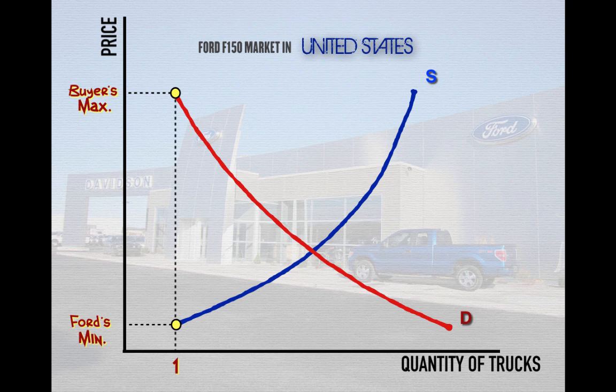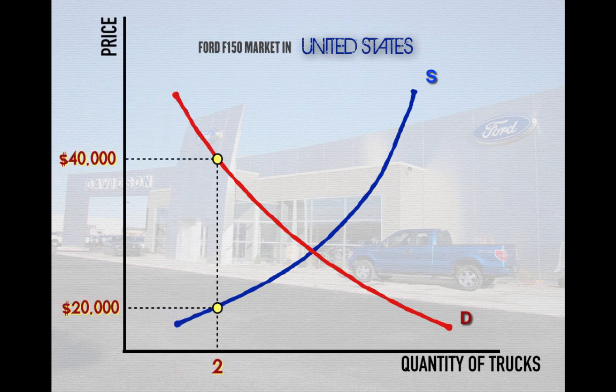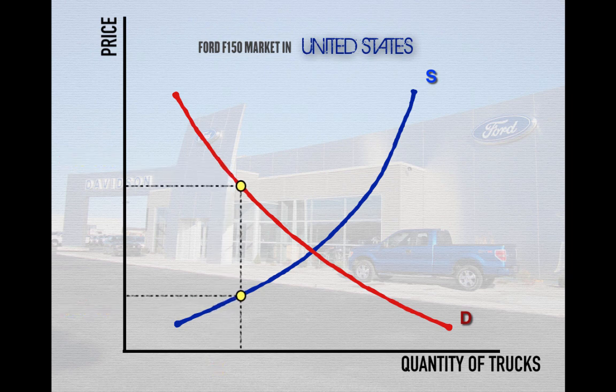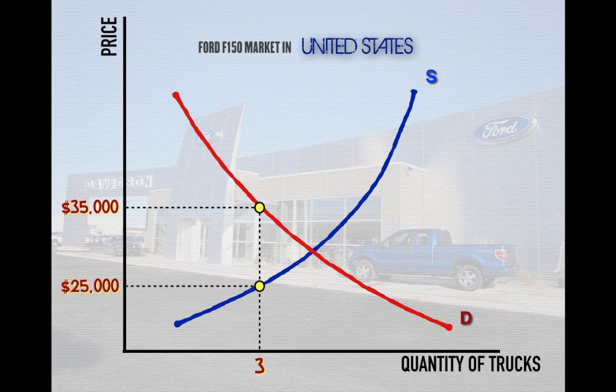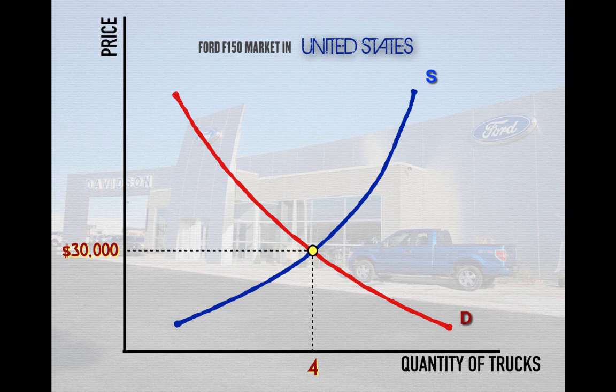The negotiation begins, and Ford offers to sell the truck at $40,000. You offer $20,000. With no agreement reached, negotiations continue, and Ford offers $35,000. You offer $25,000. With both sides wanting to make this deal happen, an equilibrium price is agreed upon, and you leave the Ford dealership with a $30,000 Ford F-150. Now that example is just you. Imagine all consumers in the market for a Ford truck. At an equilibrium price of $30,000, Ford will be able to sell 4 trucks.